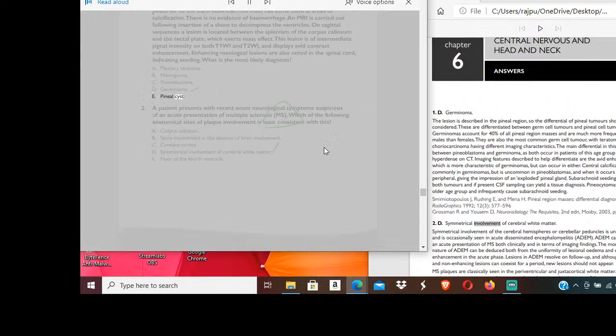2. A patient presents with recent onset neurological symptoms suspicious of an acute presentation of multiple sclerosis, MS. Which of the following anatomical sites of plaque involvement is least consistent with this? A. Corpus callosum. B. Spine involvement in the absence of brain involvement. C. Cerebral cortex. D. Symmetrical involvement of cerebral white matter. E. Floor of the fourth ventricle.